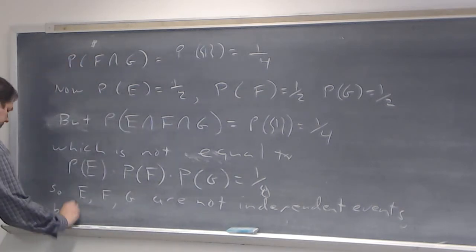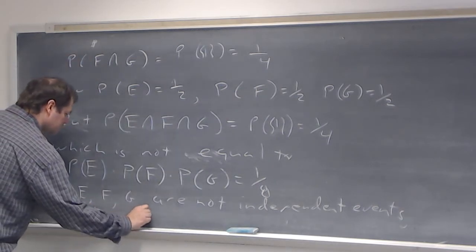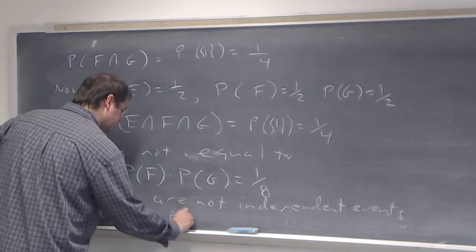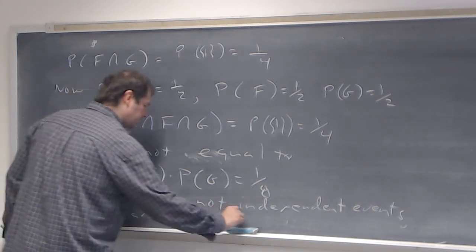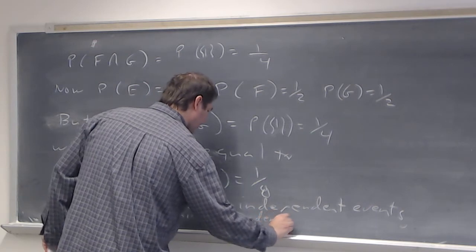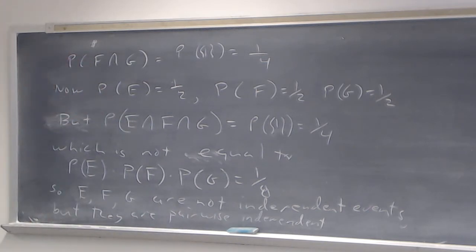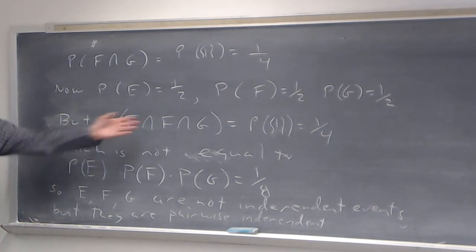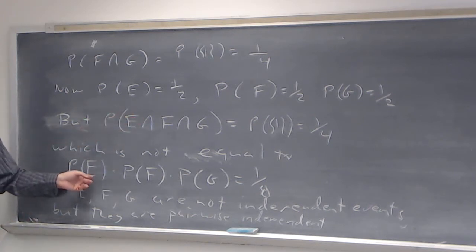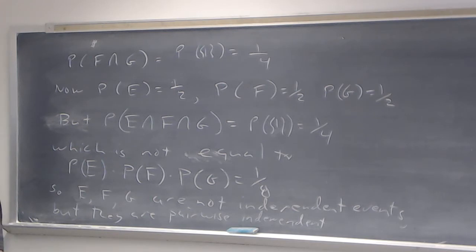But they are pairwise independent. So any two of the events, the probability of their intersection is equal to the probability of each event times each other. But they're not, as a collection, independent, because the probability of the intersection of all three of them is not equal to the probability of each one of them multiplied together. So I just wanted to show that example. And again, it is from the text.